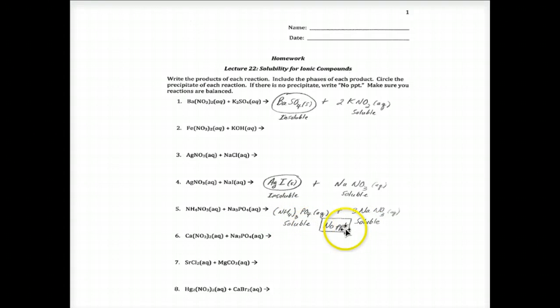Then number 5 is an example where both of the compounds created are soluble. Ammonium phosphate and sodium nitrate. Again, all nitrates are soluble. And phosphate and ammonium, if we look in our table, ammonium ions, let's see, where is it? PO4 phosphate ions are listed in the second half of the table. It is normally insoluble when it's in a compound, but when it's bound to the ammonium ion, that is an exception. Therefore, it is soluble. So neither of these are insoluble, so there is no precipitate.